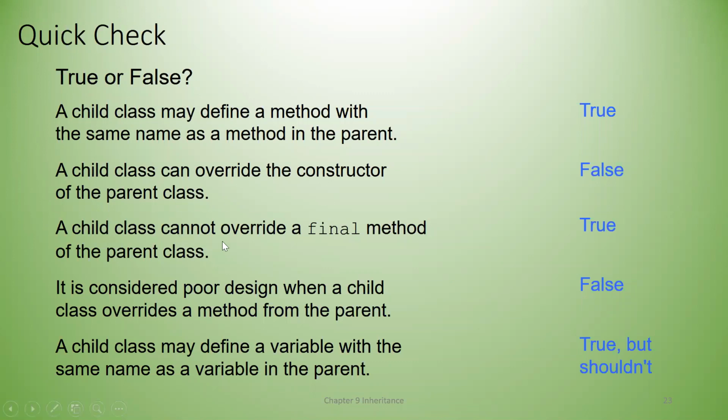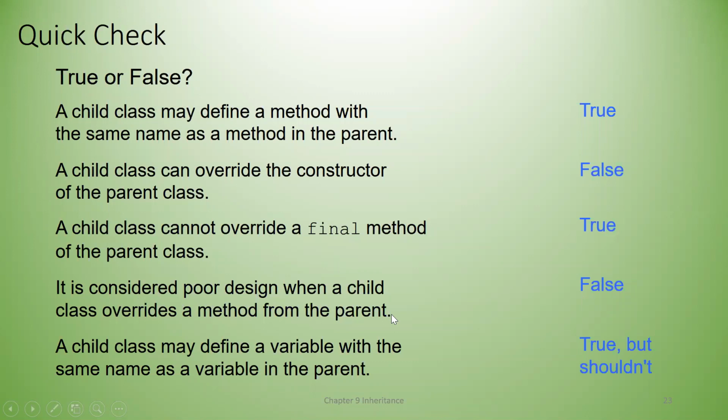A child class cannot override a final method of the parent class. That's true. Why? Because it's a final method. You can't change a final method. Yes, because it's final.